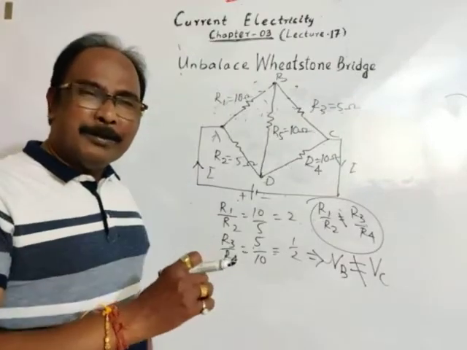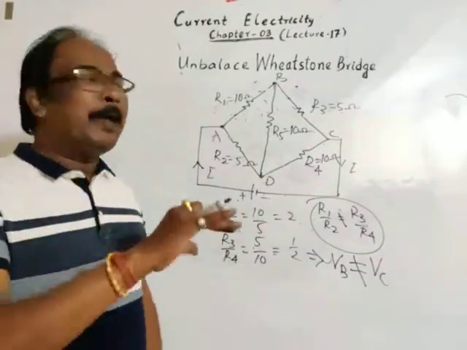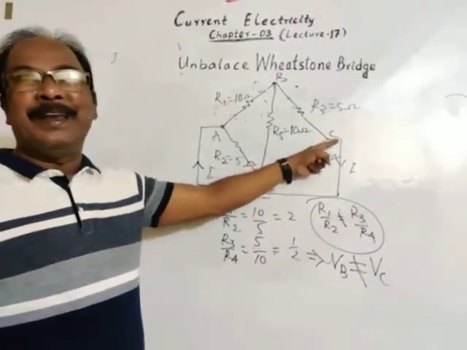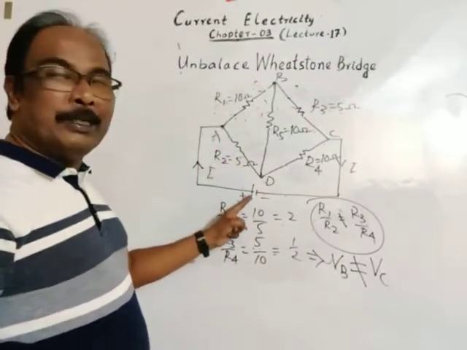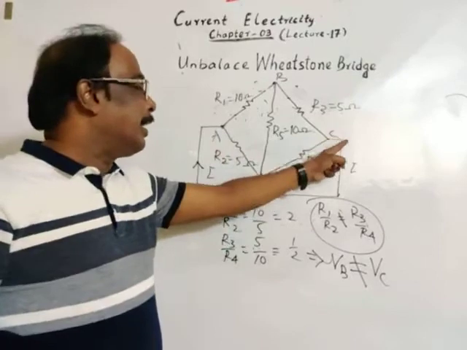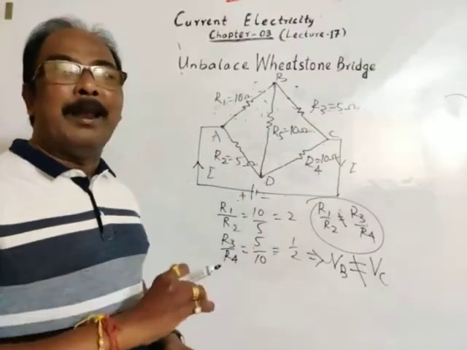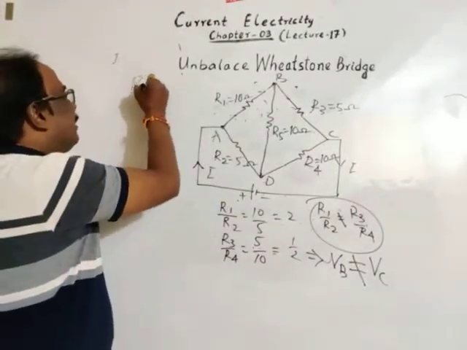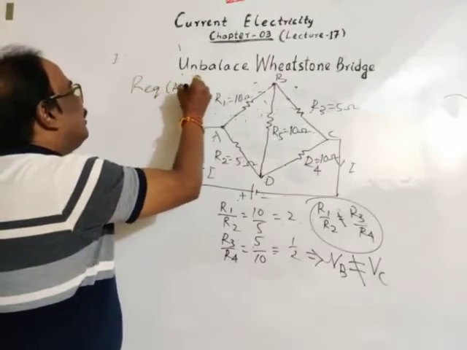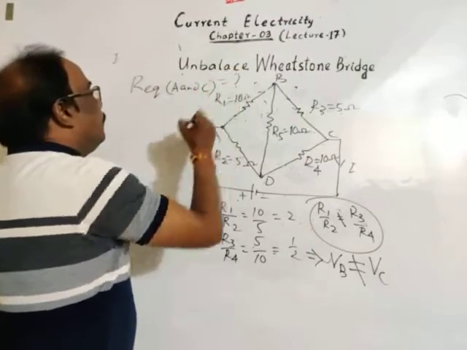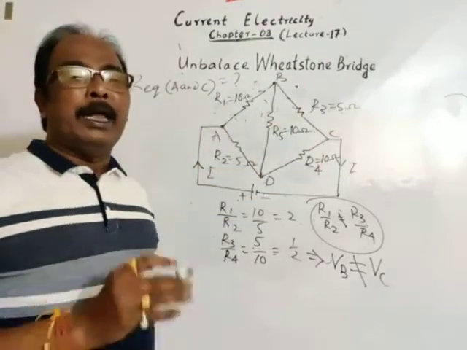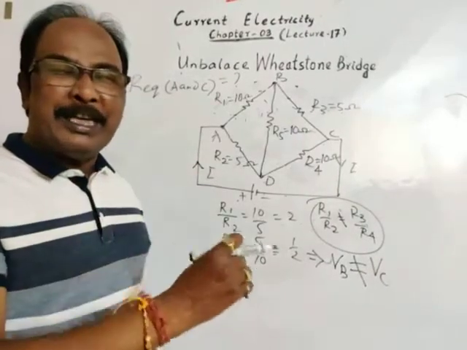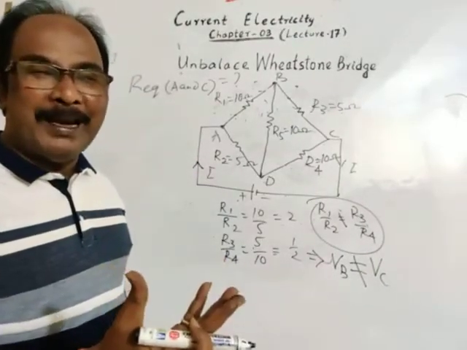Then it is asked, find equivalent resistance between A and C. A is connected to positive terminal, means high potential, and C is connected to negative terminal, means low potential. We have to find equivalent resistance between A and C, and I think this will be the easiest method to find equivalent resistance.